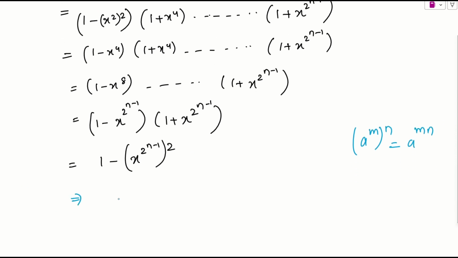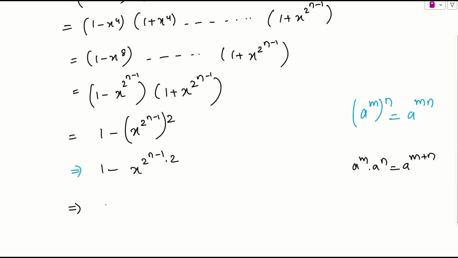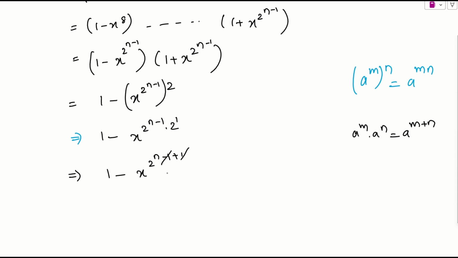So what we will be getting here, this is nothing but 1 minus x power 2 power n minus 1 times 2. Okay. a power of m into a power of n, what is the formula? a power m plus n. Is it okay? So I'll be applying the same formula. 1 minus x raised to the power 2 power of n minus 1, this is plus 1. Nothing power is there, means 1. So simply I can remove plus 1 minus 1. So what I'll be getting? 1 minus x raised to the power 2 power of n.